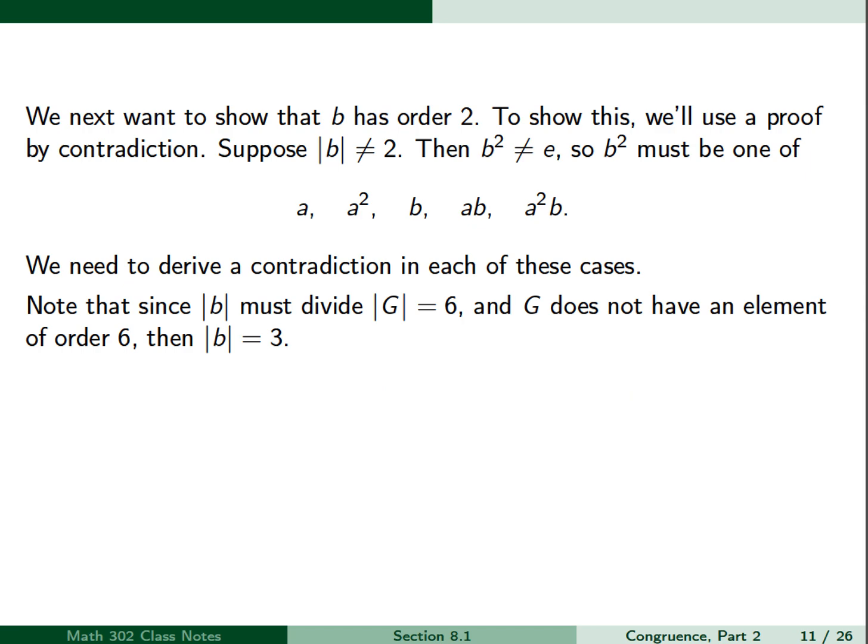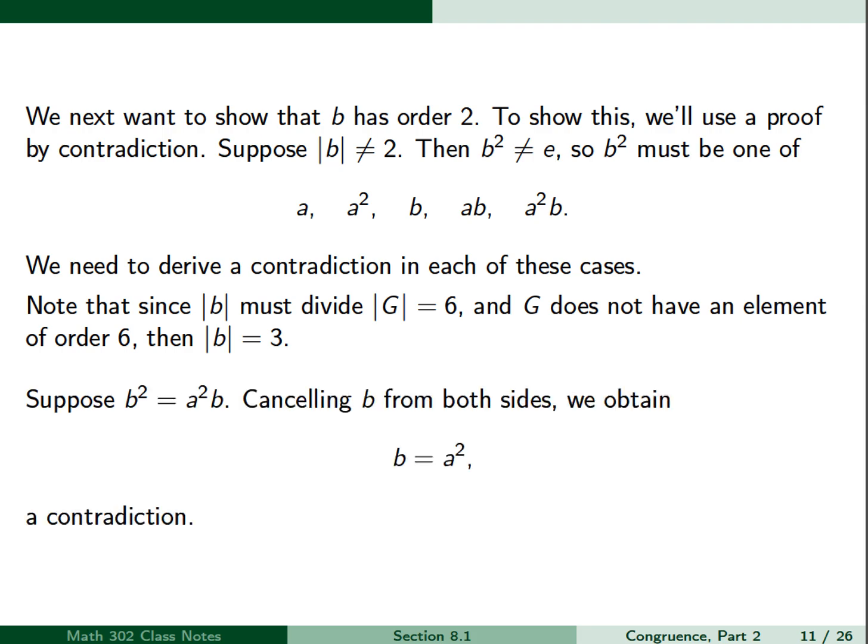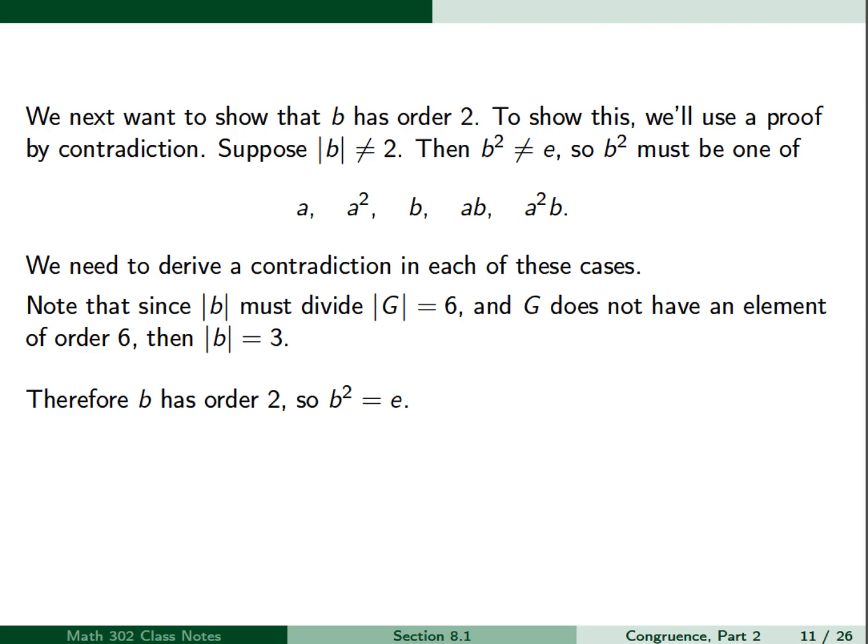And our fifth and final case, suppose B squared is equal to A squared B. We can cancel B from both sides once more, and we obtain B is equal to A squared, again a contradiction. So we obtain a contradiction in each of these 5 cases, and so this shows that our element B has order 2. So B squared is equal to the identity.